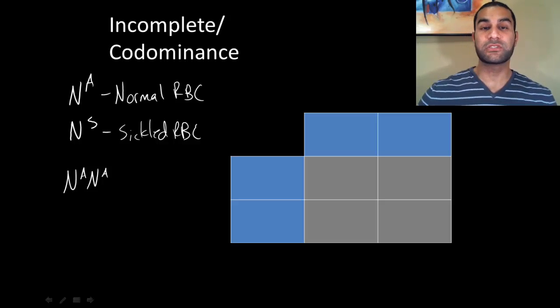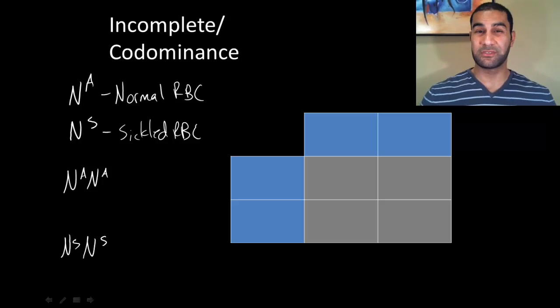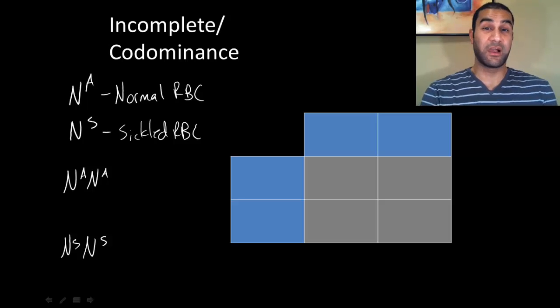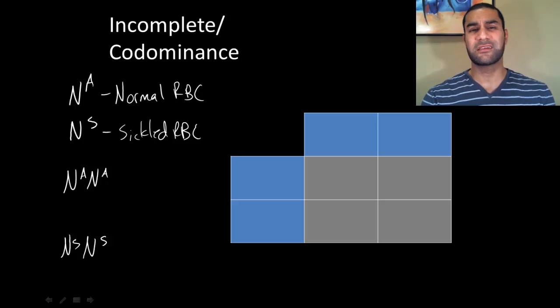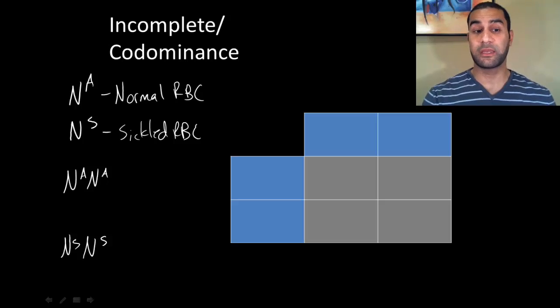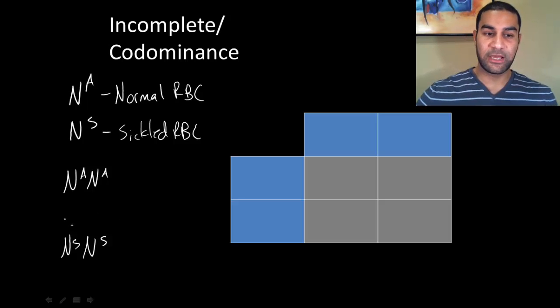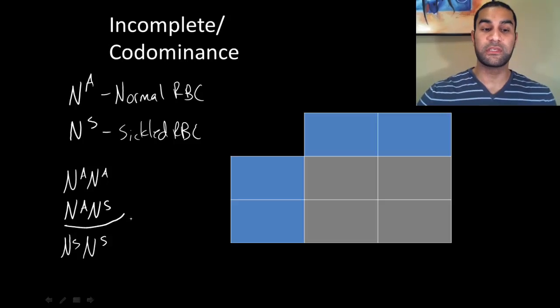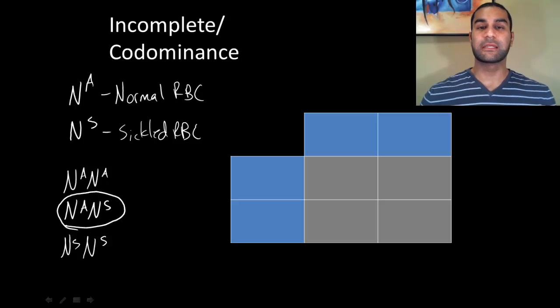Now it's the combination of the two that's going to be unique. So the N^S N^S is no surprise. 100% of their red blood cells will be all sickle shaped, which is a big problem. It means they're constantly having trouble getting oxygen to their cells, multiple problems with blockages throughout their body. However, it's this middle variety that distinguishes codominance from incomplete dominance. If you had one of each, if we're talking about incomplete dominance, there'd be some sort of mix between the two, but that's not the case here. This is what we call codominance.